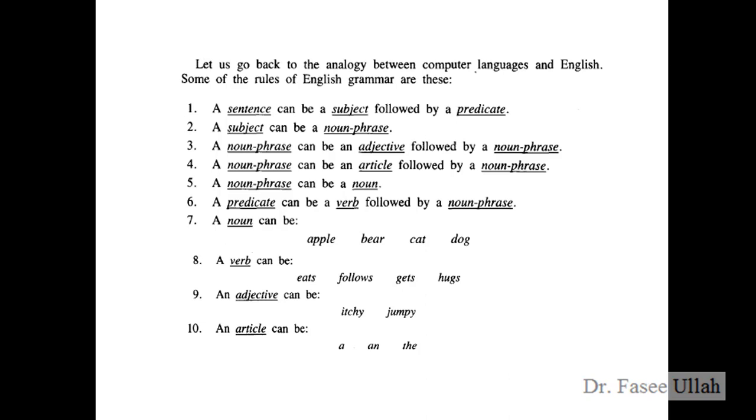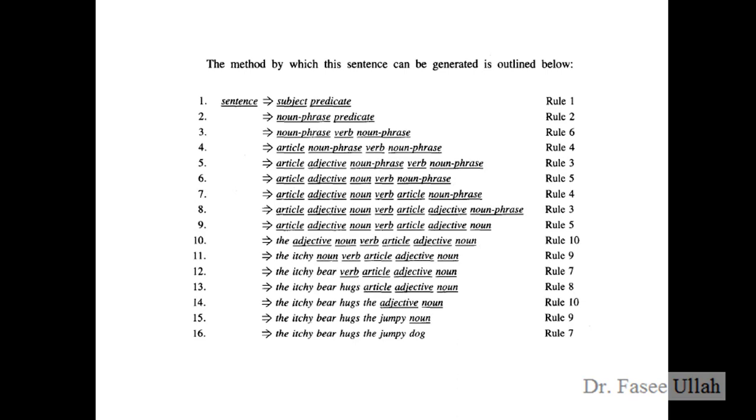For example, rule number 7, a noun could be apple, bear, cat, dog, and so on. A verb can be follows, gets, eats, hugs, and so on. That is the example of a verb. An adjective could be itchy, jumpy, and so on. An article could be a, the, and so on. So we have these certain English grammar rules, which we use in the construction of English grammar sentences.